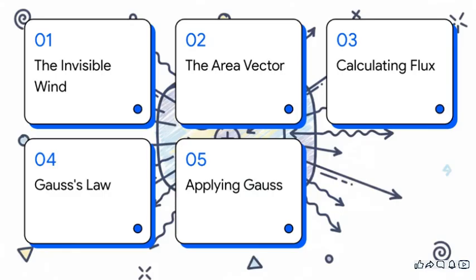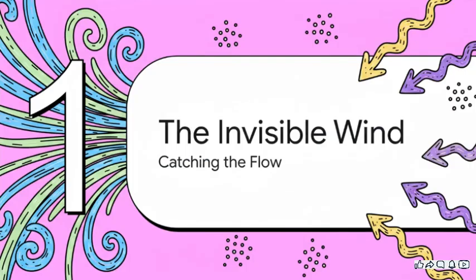Here is our step-by-step roadmap for cracking this code. 1. Catching the invisible wind. 2. The area vector explained. 3. Calculating electric flux. 4. Enter Gauss's law. And finally, 5. Applying Gauss to real shapes. Part 1. Catching the invisible wind.